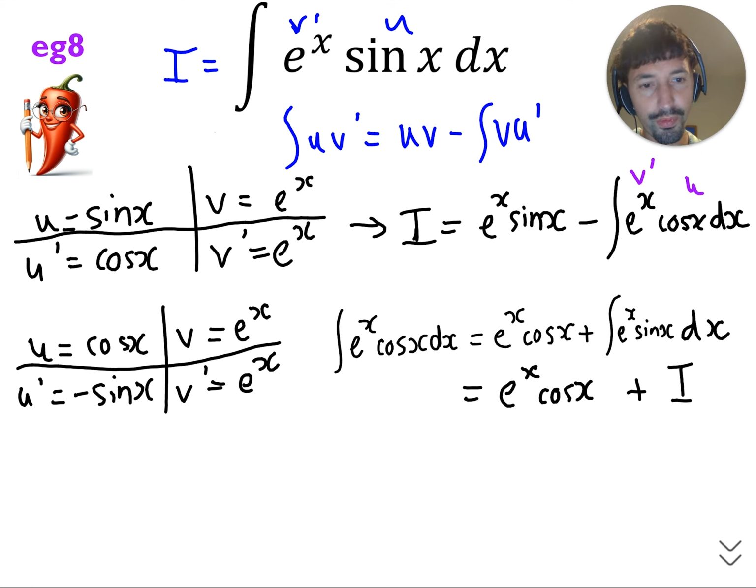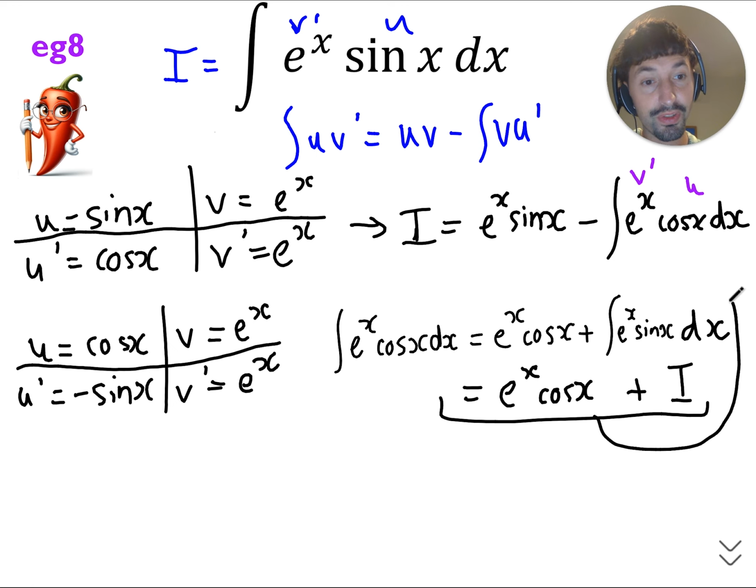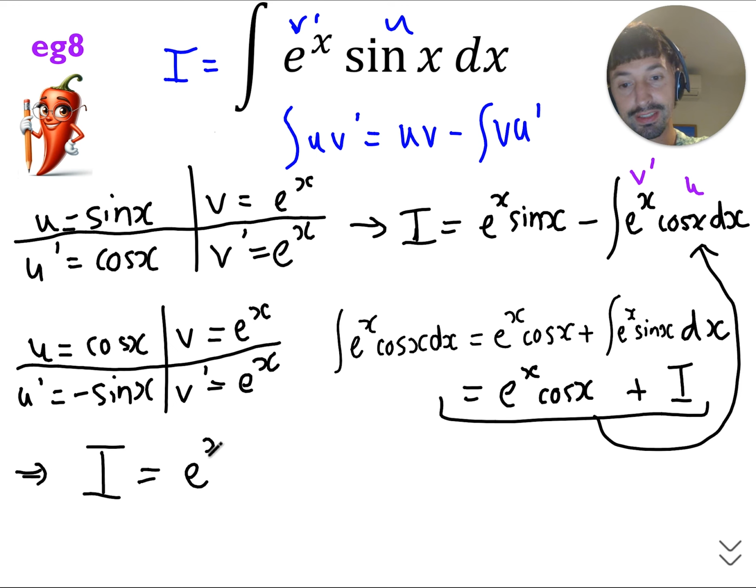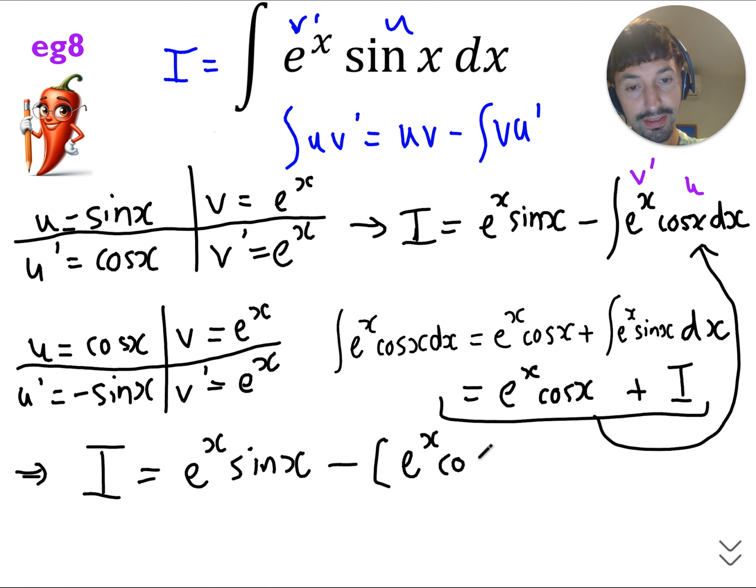So if we put this back in, because remember the reason we're doing this second integral is because it fits in here. So our original integral is going to be e to the power of x sine x minus the integral of this, and this is this, so it's going to be minus, put it in brackets, e to the x cos x plus I.